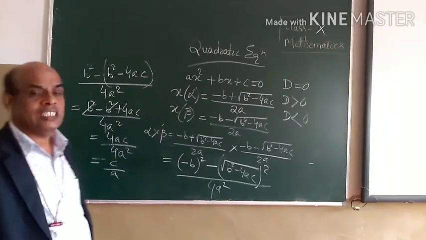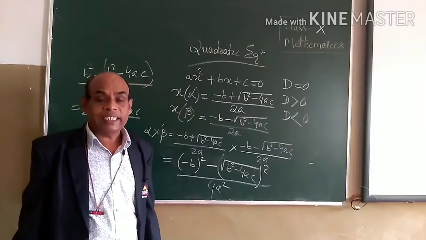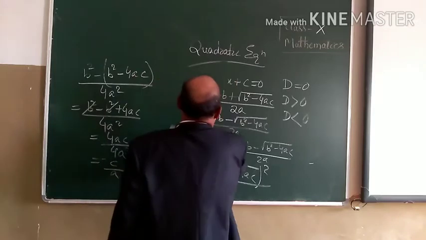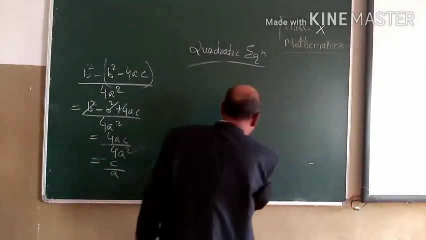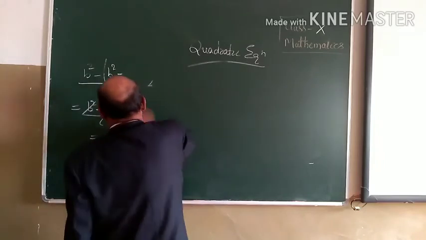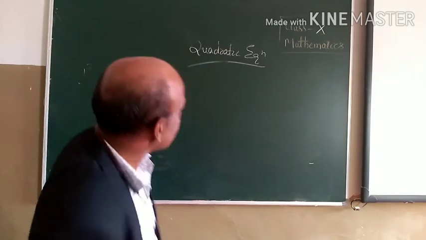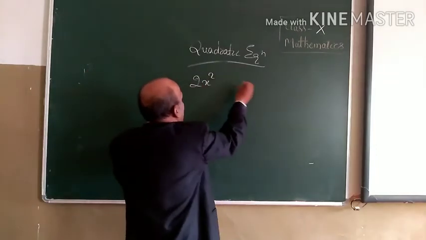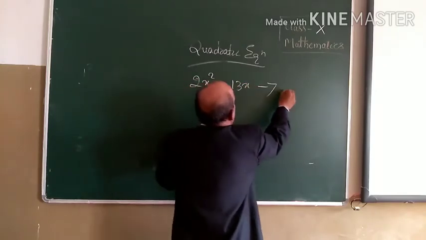Applying this formula, we can see how to get the sum of the roots as well as the product of the roots of a quadratic equation. Just see here, suppose I write 2x square minus 7 minus 13x is equal to 0.